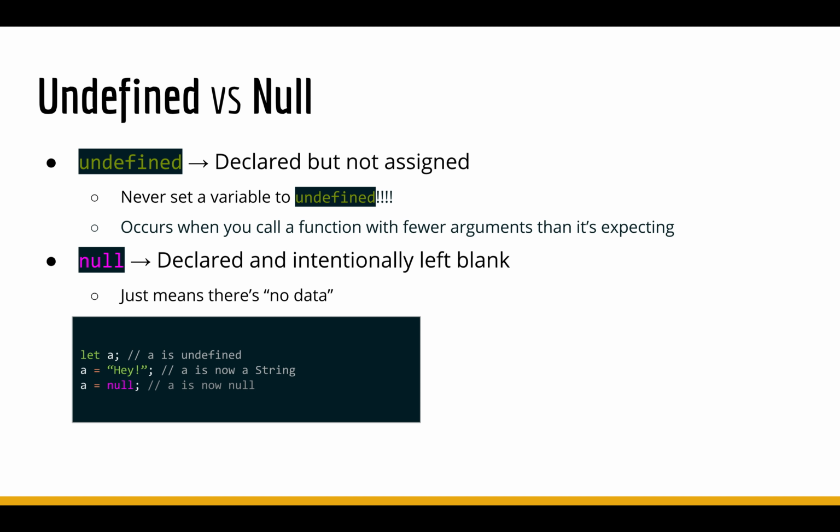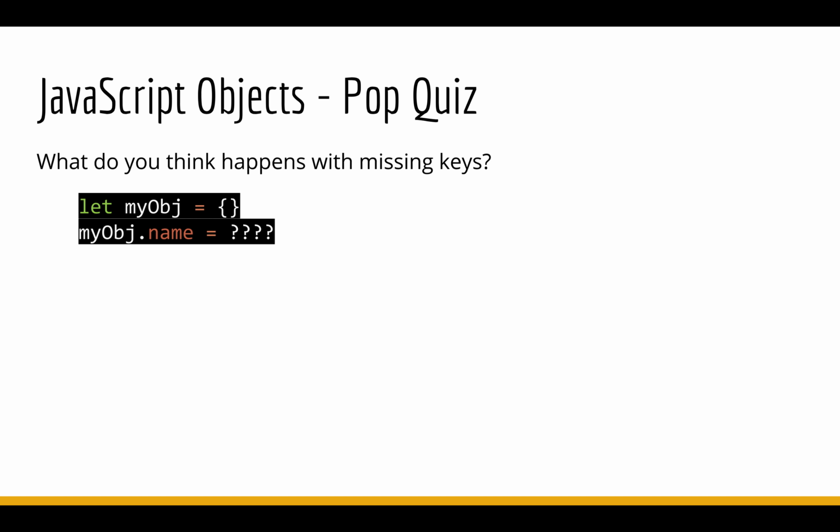All right, let's keep going. So let's do a little pop quiz here. What do you think would happen when we execute this code? We've created an object explicitly, and then we've tried to index into the object with the attribute name, myObject.name. Take a second and think about it.